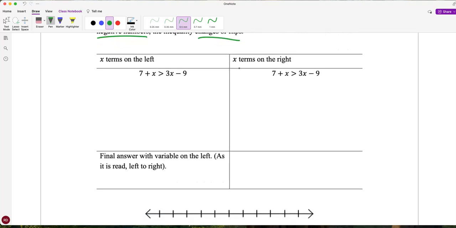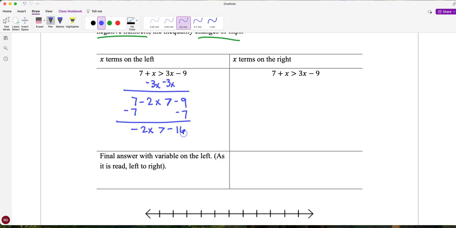So let's look at this. Let's move all of my x terms to the left. The same thing happens with inequalities as equations. You want to get everything with an x on one side, everything without an x on the other. So if I were to subtract 3x from both sides, this gives me 7 minus 2x is greater than negative 9. Now I'm going to subtract 7 from both sides. This gives me negative 2x is greater than negative 16.